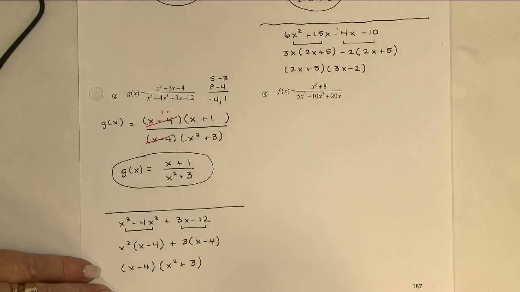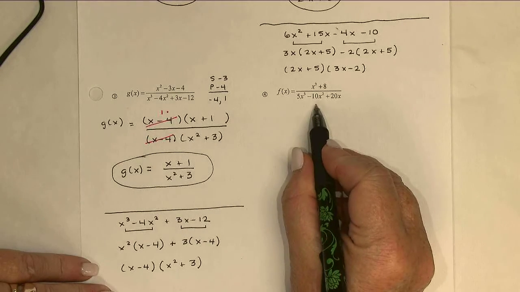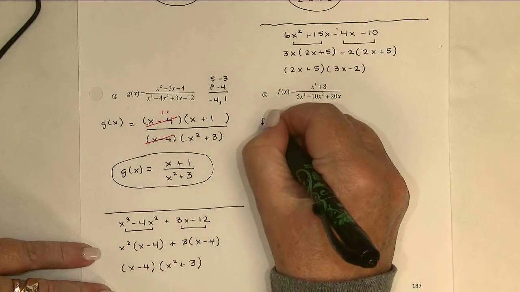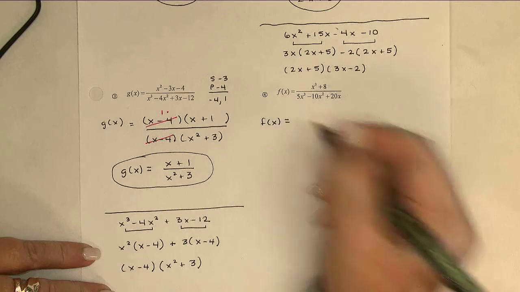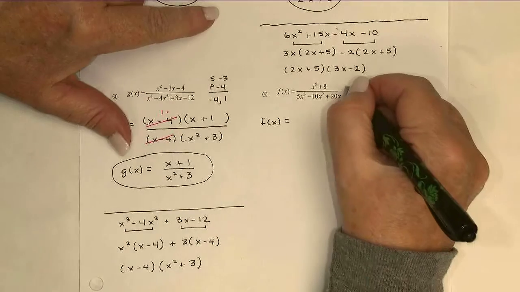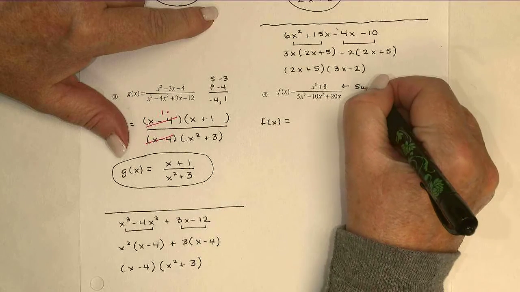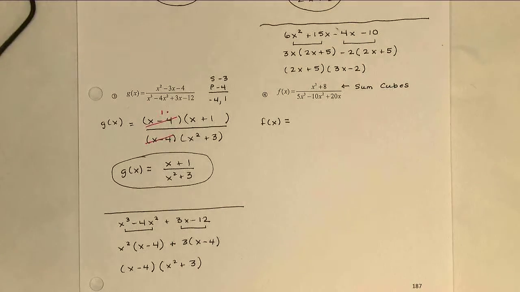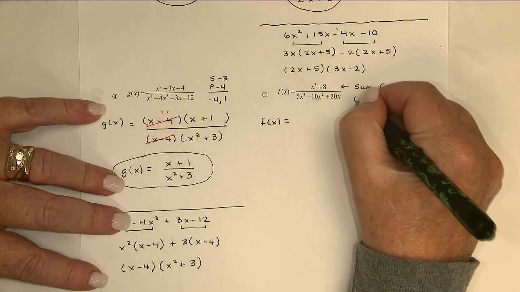All right, number 4, we'll begin the same way. On this one, I have both a numerator and a denominator with adding and subtracting, so I know I need to factor. And let's see, that numerator is a sum of cubes. That's one that we don't necessarily have the formula memorized for, so let me start by just reminding you of the formula for the sum of cubes.